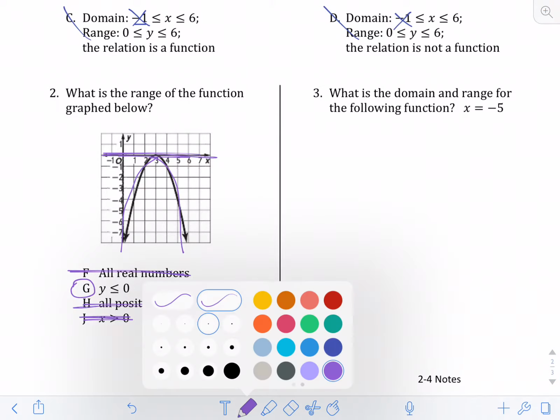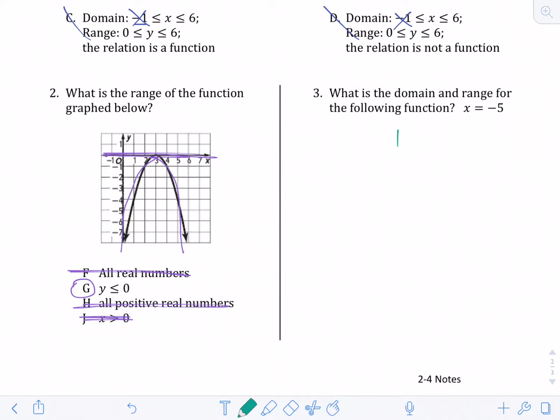All right, last one, and then we'll be done. What is the domain and range for the following function, x equals -5? So 1, 2, 3, 4, 5. Here is x equals -5. That's my graph, x equals -5. Here's my y-axis, here's my x-axis. It wants to know the domain and range.